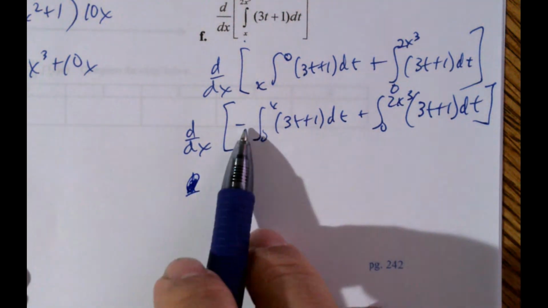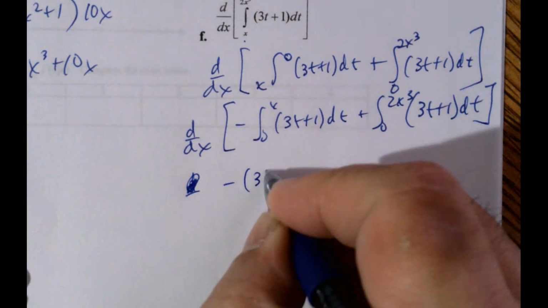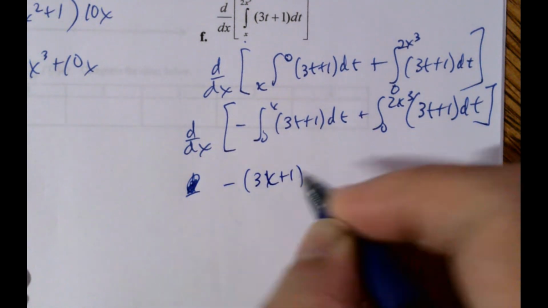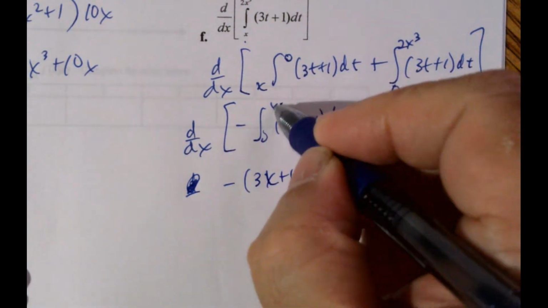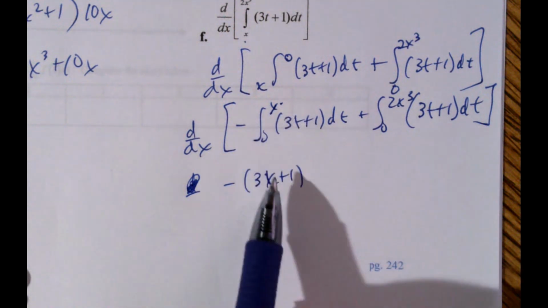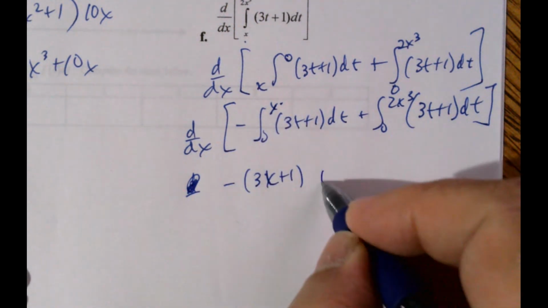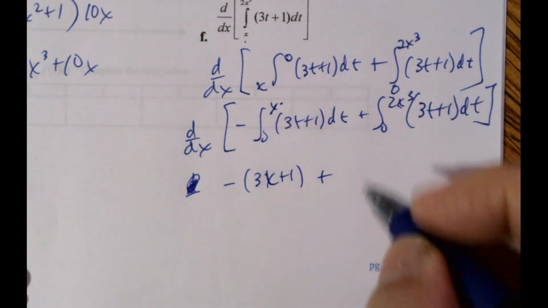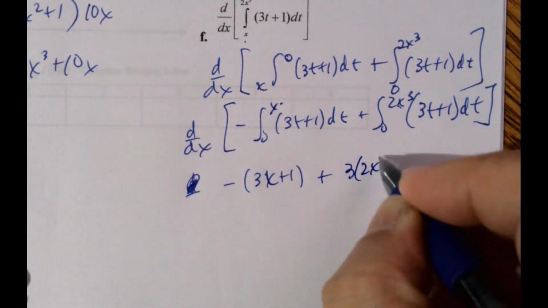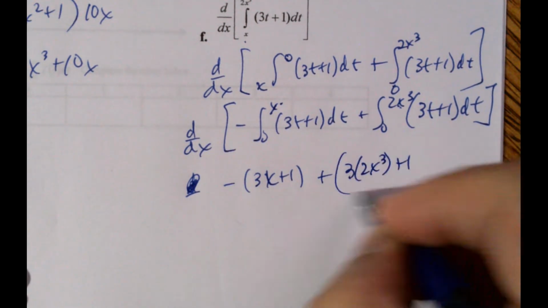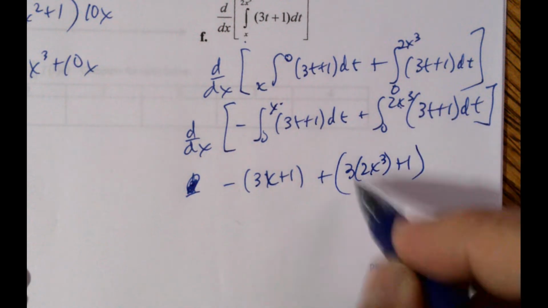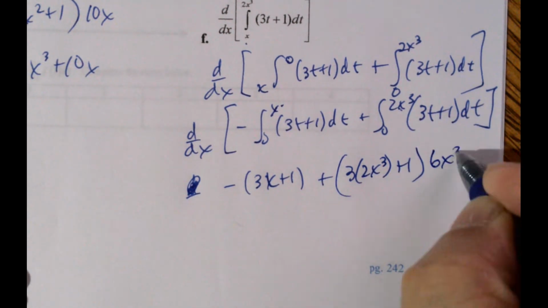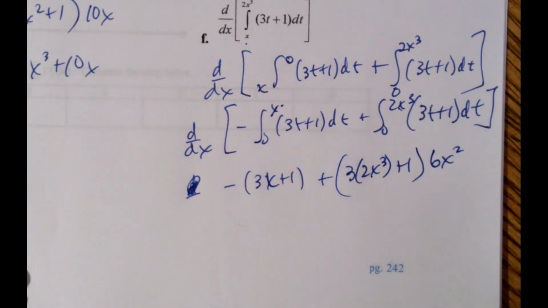So it's the negative of 3t plus 1, 3x plus 1. Remember, all you're doing is substituting that variable, substituting that function, whatever it is, into t. And then plus, now I'm plugging in 2x cubed. So it's 3 times 2x cubed plus 1. And you want to multiply that whole thing by the derivative of that. So it's 6x squared. Right? The derivative of 2x cubed is 6x squared.